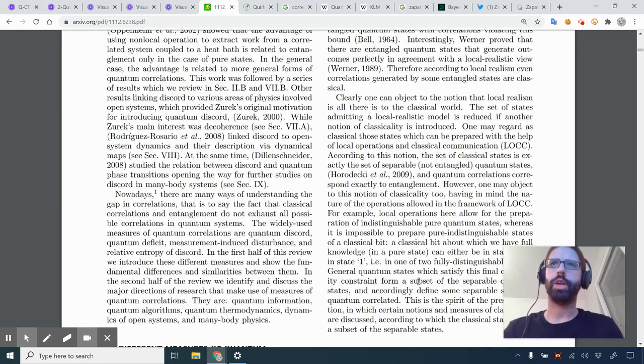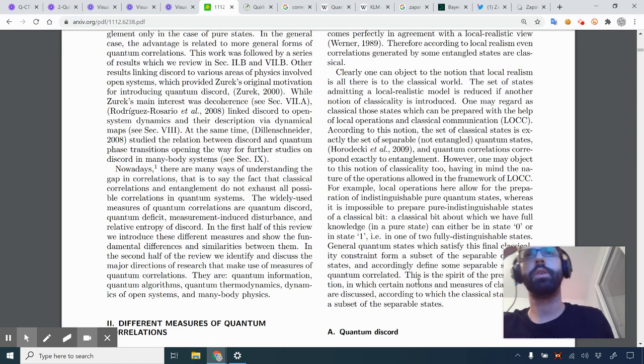Clearly, one can object to the notion that local realism is all there is to the classical world. A set of states admitting a local realistic model is reduced to another set. One may regard as classical those states which can be prepared with the help of local operations and classical communication.